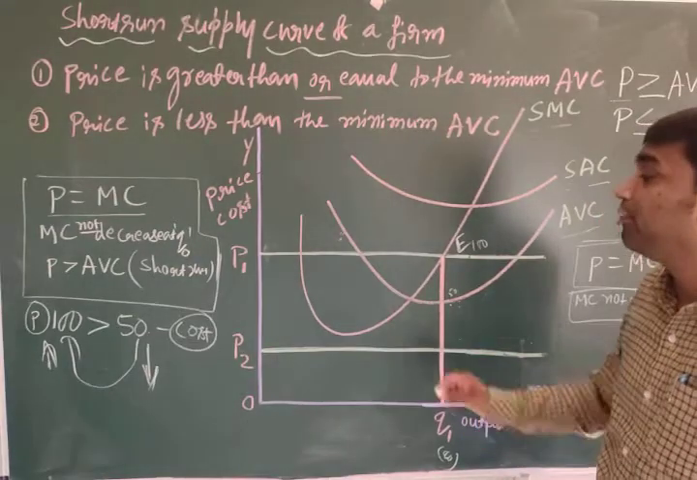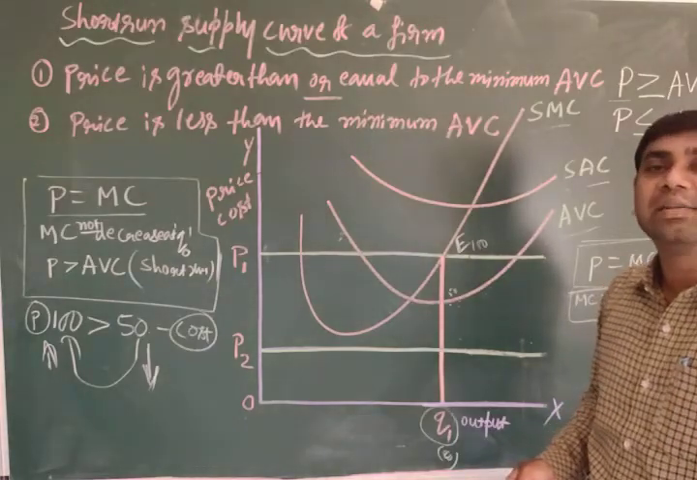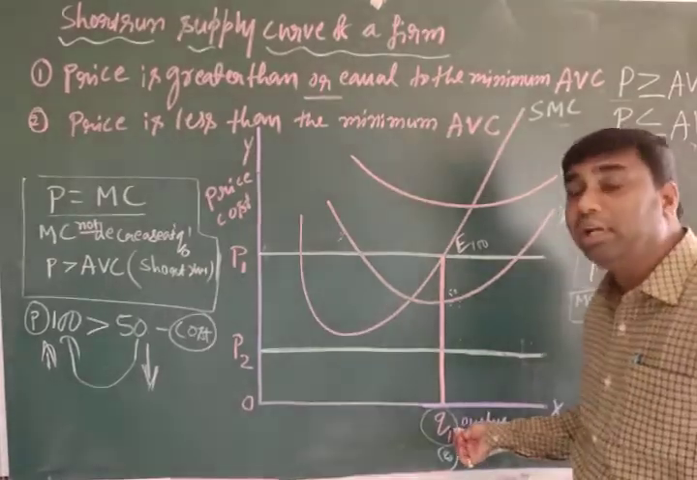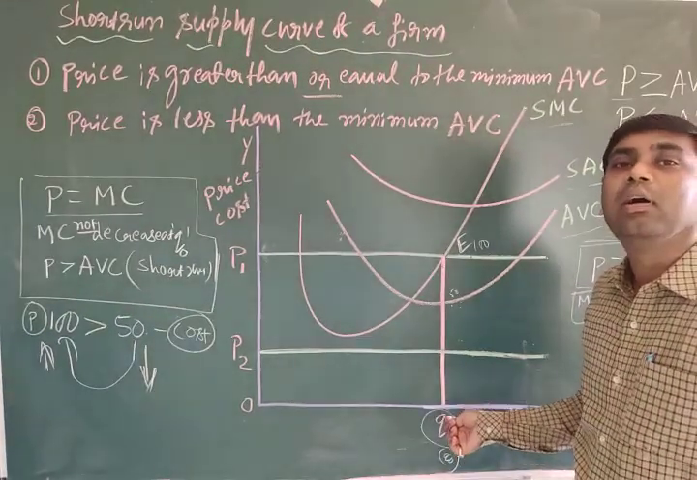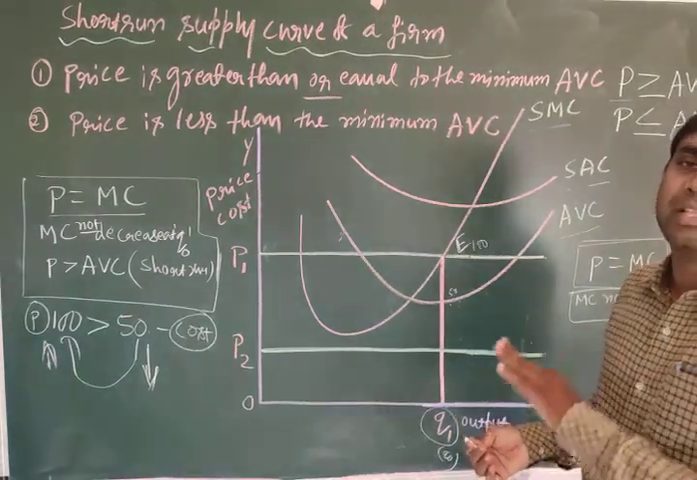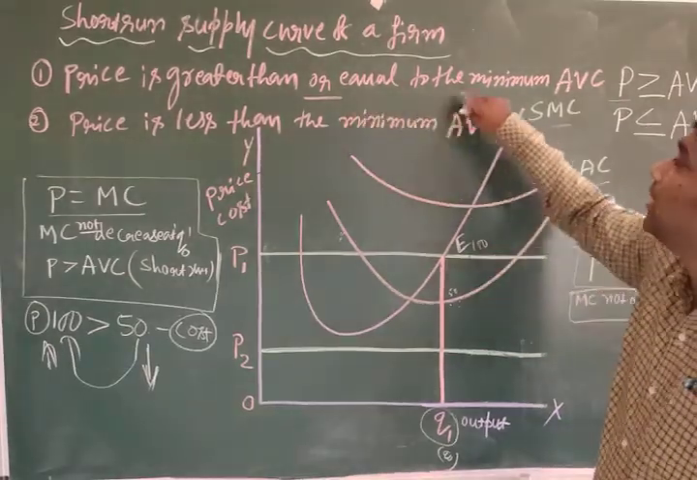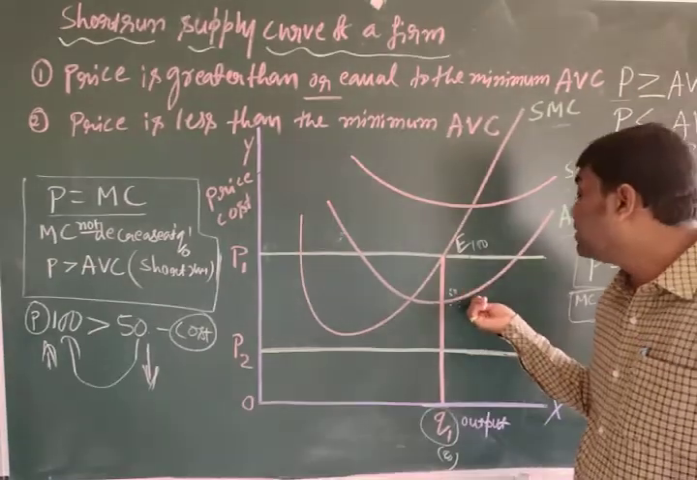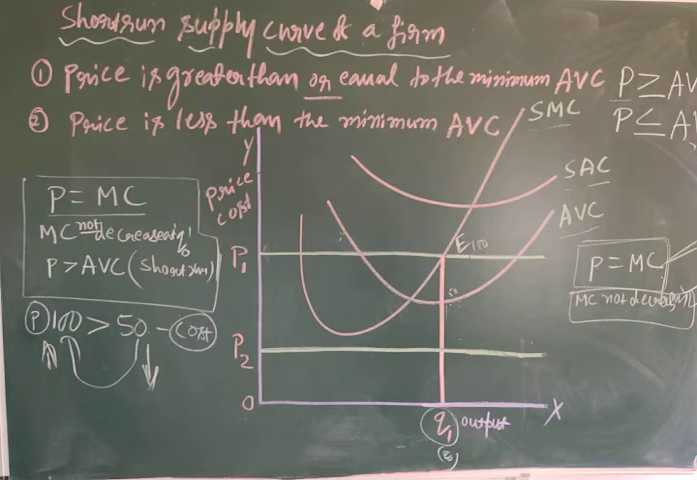That means at the price of P1 and at the quantity of Q1, the firm will reach the profit maximization situation. At the price P1, the quantity Q1 only is the suitable point for more profit. So you have to observe clearly: when the price is greater than or equal to the minimum AVC, that time definitely the firm will get more profit, because the AVC curve just passes below the price line.